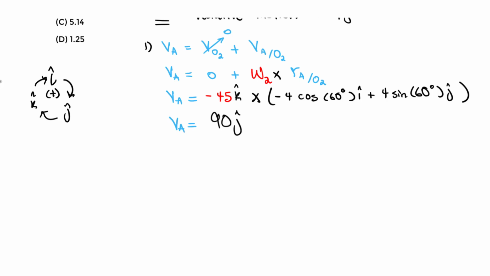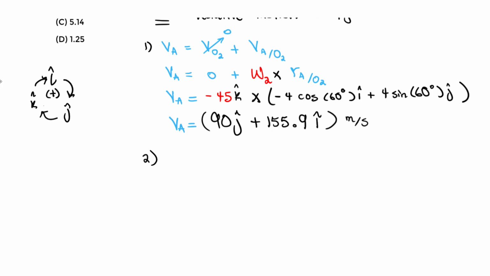Then we do the negative 45 in the K hat times the 4 sine 60 degrees in the J hat. K hat times J hat gives us a negative because we're going this way, right? So it's a negative times a negative, it gives us another positive. So it's positive 155.9 in the I hat because K times J gives us I, right? So that's that, and all of this will have units of meter per second. That's step number 1.